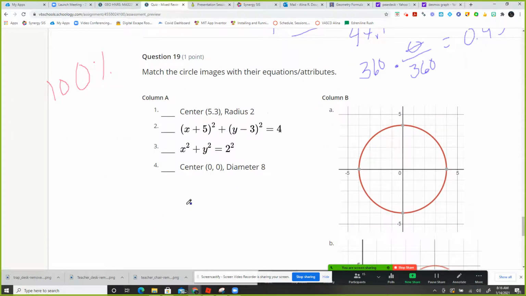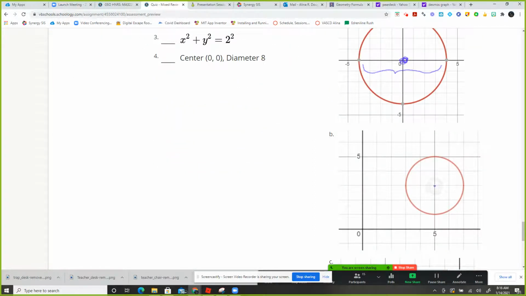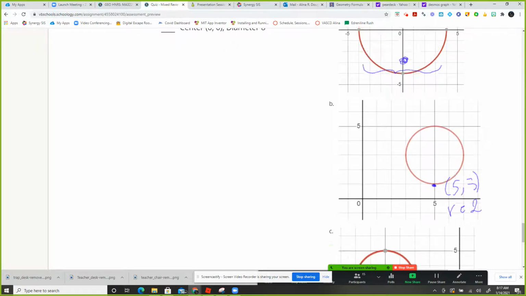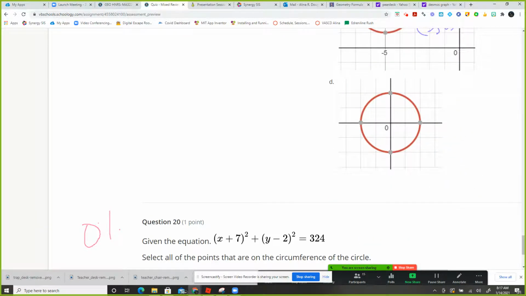This one was another 100% problem. This is just matching. So my circle center is 0, 0, and my diameter is 8. Here, my circle center is at 5, 3. And my radius is 2. Here, the circle center is at -5, 3. And my radius is 2. And then here, my circle center is 0, 0. And my radius is 2.